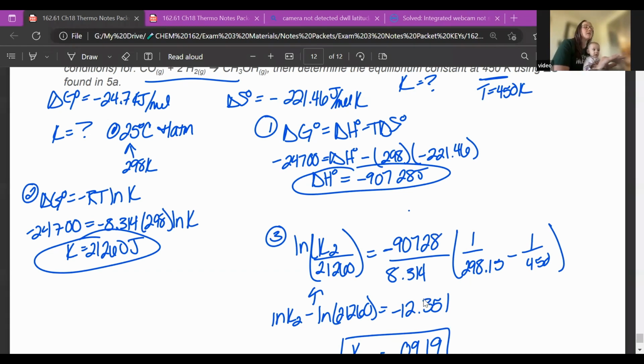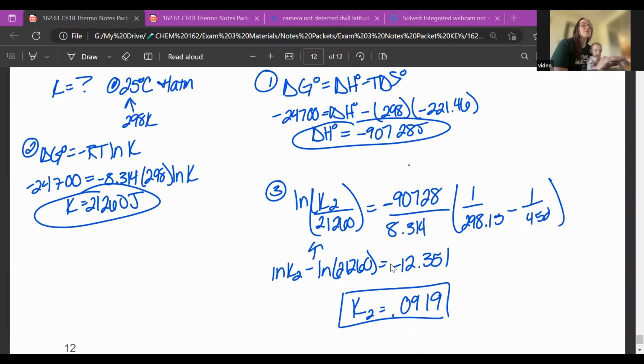I would solve the right side, and I get negative 12.351. And then remember to break up a natural log. If it's divided, it would be natural log of K minus natural log of what's on the bottom. So I wrote that down here. Then I moved this over and solved for K, e to the, and I couldn't quite read my answer, but it's 0.091, I think. But anyway, this is a K value for when I change the temperature.